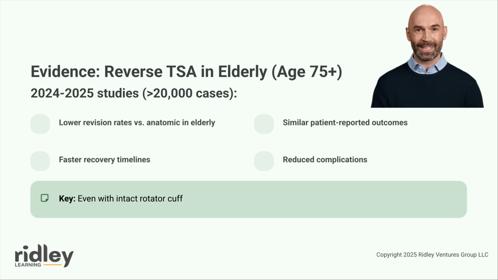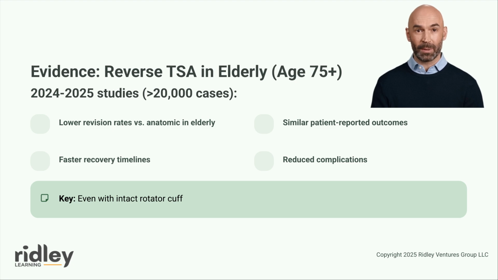The most compelling contemporary evidence for expanded indications comes from large population-based cohort studies and meta-analyses demonstrating that reverse arthroplasty provides comparable or superior clinical outcomes to anatomic arthroplasty in patients aged 75 years and older with primary osteoarthritis, even when the rotator cuff is intact.